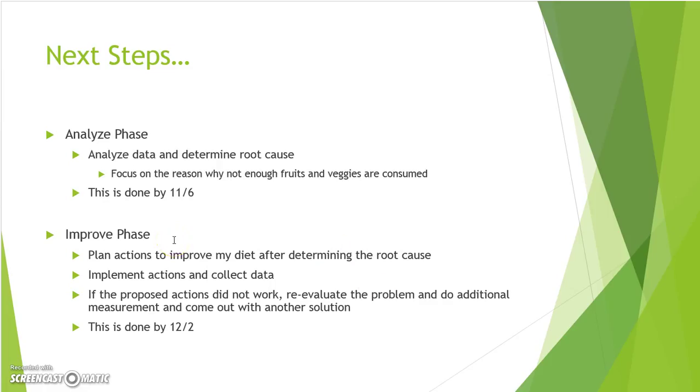The next one will be the improve phase. I will have to come up with a plan to improve my diet after the root cause is determined from the analyze phase. I will look at the Pareto charts again, especially the first chart that I showed you, which shows the foods that I eat the most on a regular working day. From there, I can make a little bit of adjustment or changes to make sure that by eating those foods, I actually consume enough fruits and vegetables.